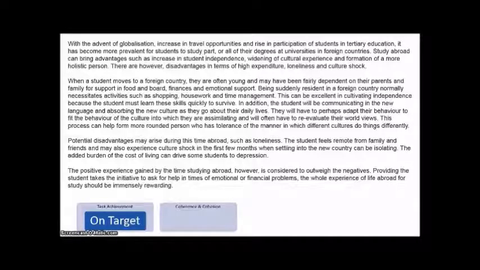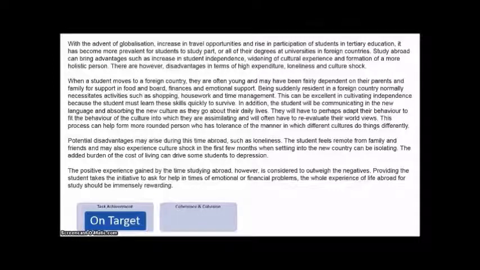When we look at the answer, there's a logic to it. There's an organization that we can see when we read this answer, that first of all the student is going to talk about the advantages before looking at the disadvantages and then giving their opinion.